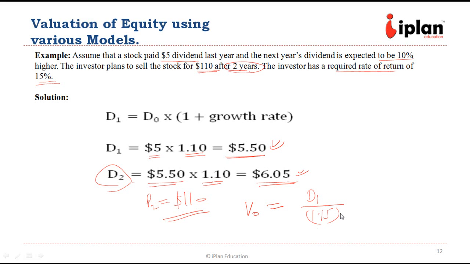Then at the end of second year we get D2, dividend of second year, plus P2, the final price at the end of second year. Then that should be discounted to current value. So 15% is the rate of return, so it is 1.15 square. So this is how we can find out the current value of the stock.